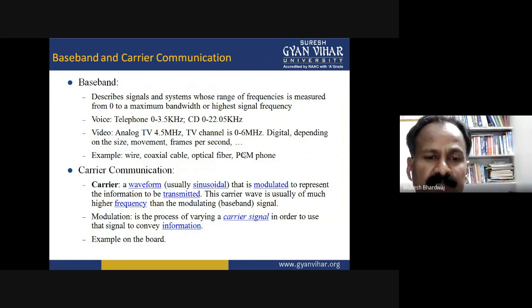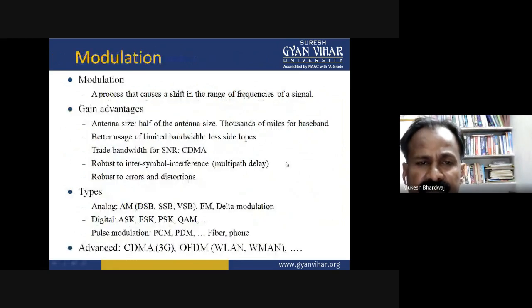Carrier communication: a waveform, usually sinusoidal, that is modulated to represent the information to be transmitted. This carrier wave is usually of much higher frequency than the modulating baseband signal. Modulation is the process of varying a carrier signal in order to use that signal to convey information. Example on the board, or in the next slide. Modulation is a process that causes a shift in the range of frequency of the signal.